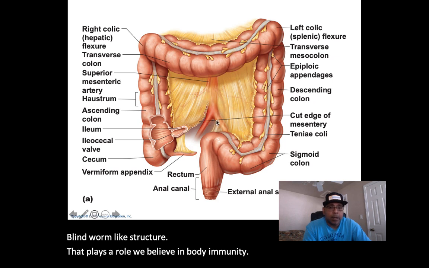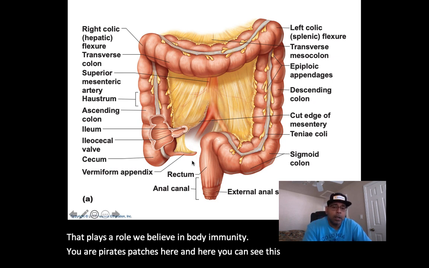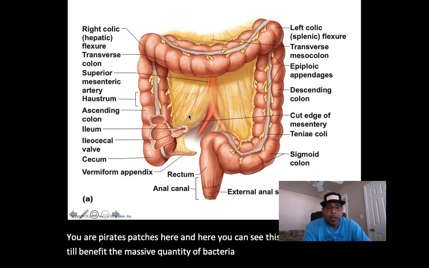You had Peyer's patches here, and then here you can see this. So it's all there to help benefit the massive quantity of bacteria that's going to be found in this area here.